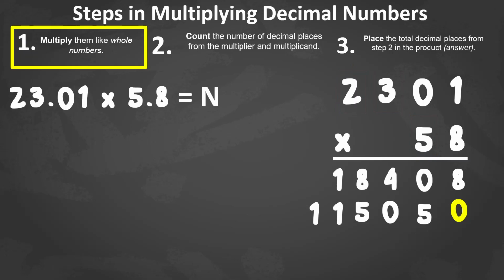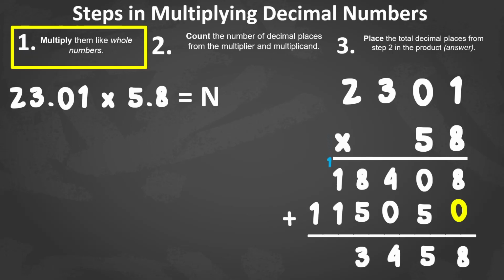After multiplying all the digits, both digits from the multiplicand, let us now add them all together. 8 plus 0 is 8. 0 plus 5 is 5. 4 plus 0 is 4. 8 plus 5 is 13. Carry 1. So that makes it 1 plus 1 plus 1, which is 3. And bring down the last 1. Therefore, the product of 2,301 and 58 is 133,458.